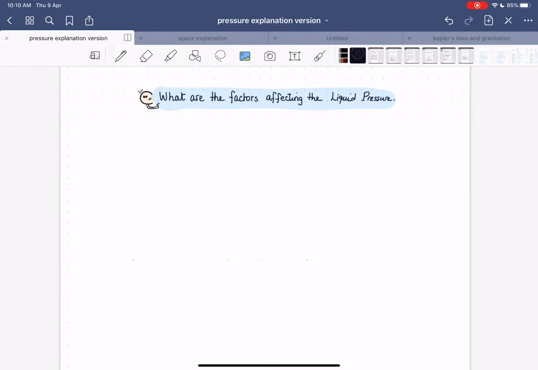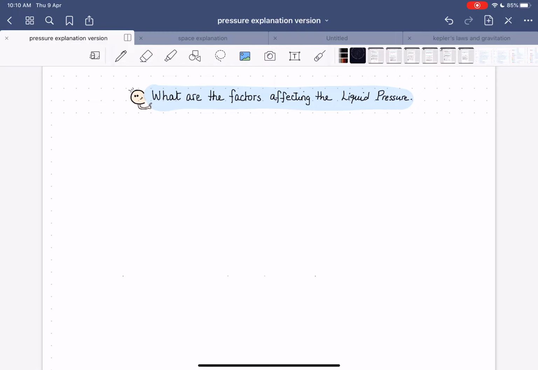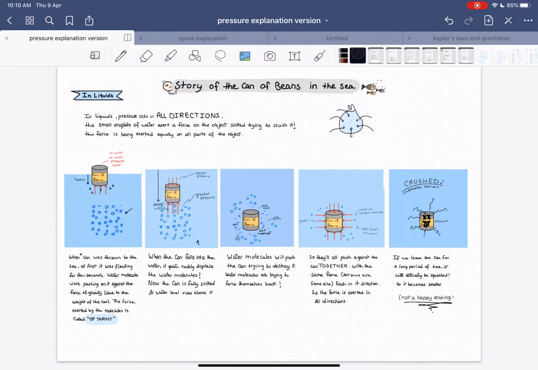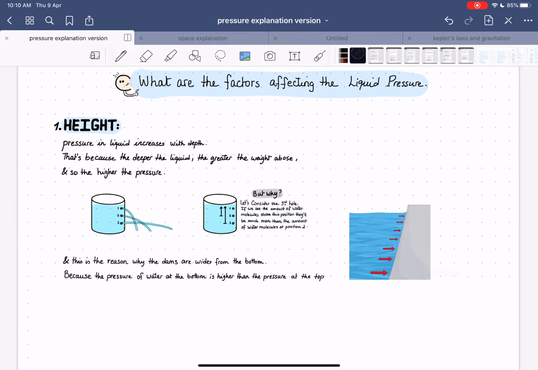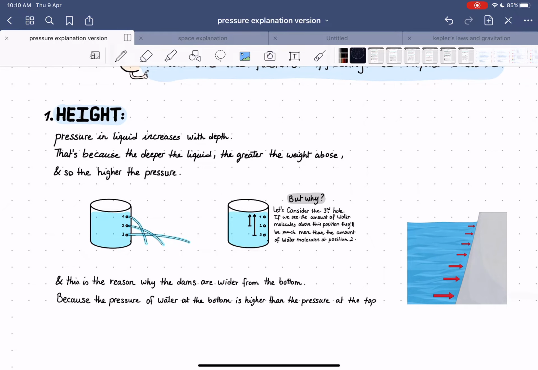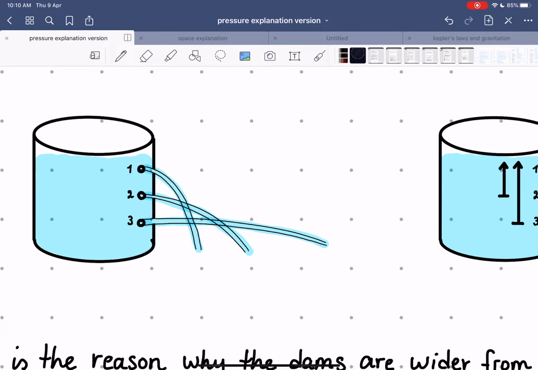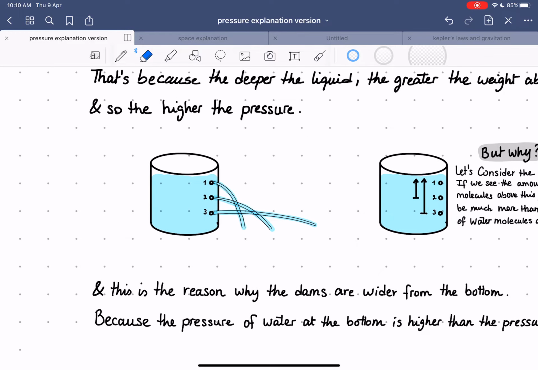Now, what are the factors affecting the liquid pressure? Because we just agreed that, yes, water or liquid can exert a pressure. So what are the factors affecting the liquid pressure? First thing is the height. If you take a bottle of water and you fill it with water, and then you make 3 holes, 1, 2, 3, you will see how the furthest the water will flow is from the third one, the lowest one, while the second will have a medium flow, and the first one will be a very moderate flow or very small effect of pressure.